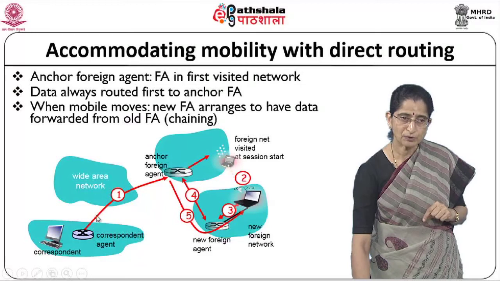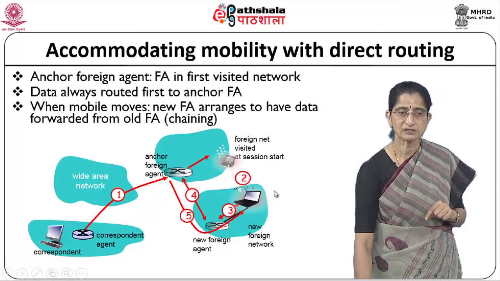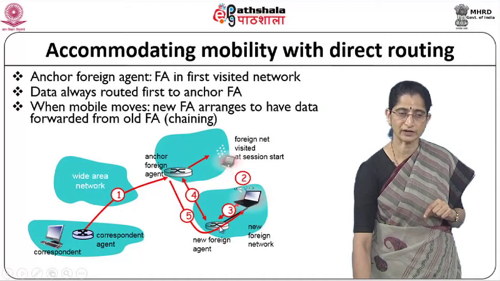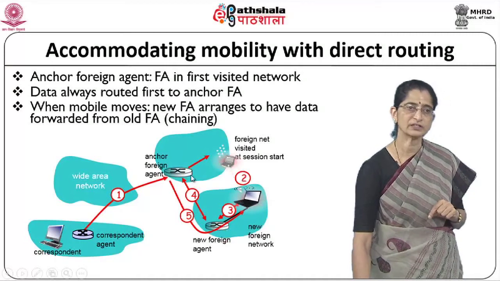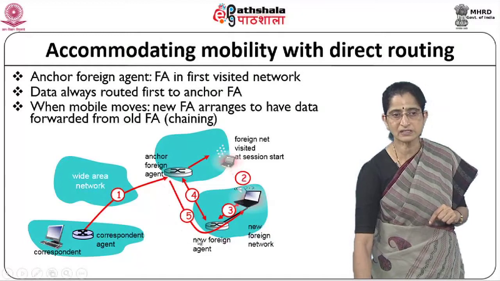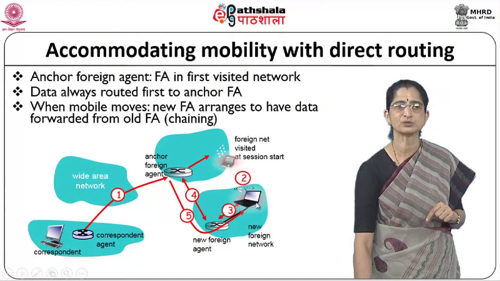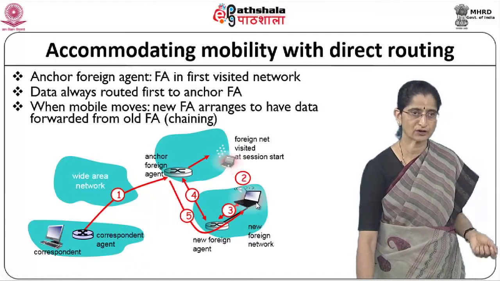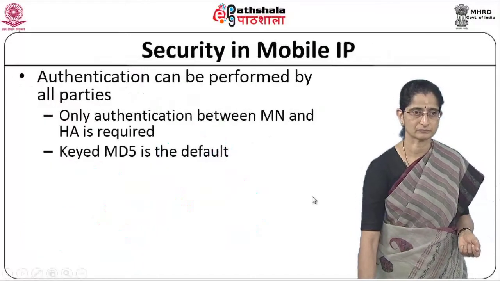So, you can see what will happen here. The correspondent agent will send it to the anchor foreign agent. Now, since the mobile node has moved, it will contact the new foreign agent. The new foreign agent will talk to the anchor foreign agent and inform it of its address. Then the anchor foreign agent will send the packet through the new foreign agent to this network, to the mobile node. So, this is how you can take care of mobility with direct routing also.